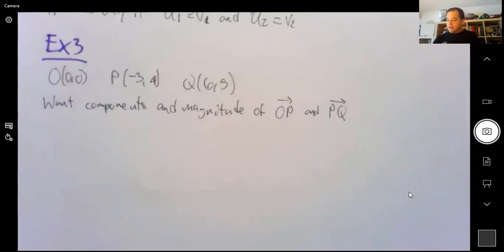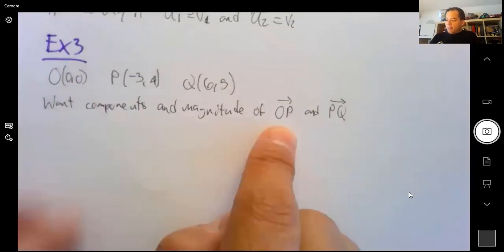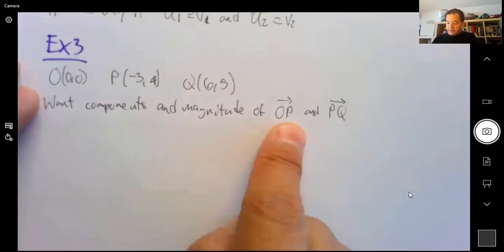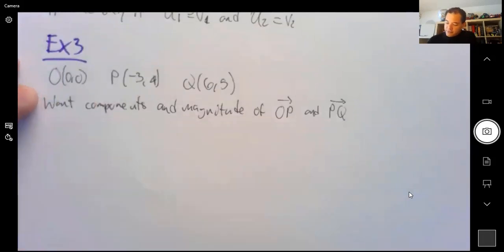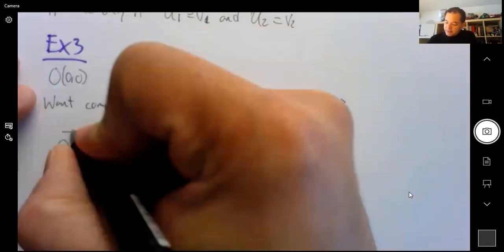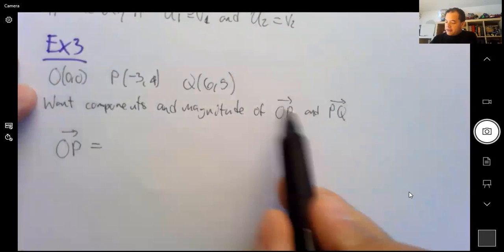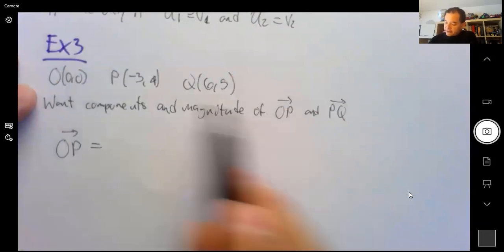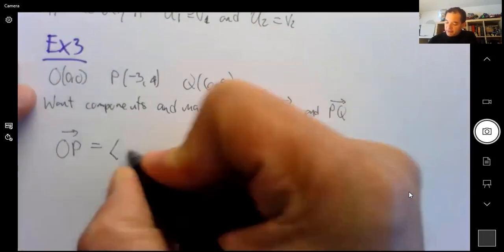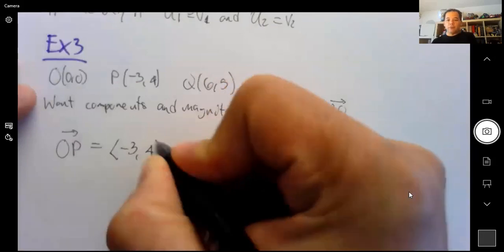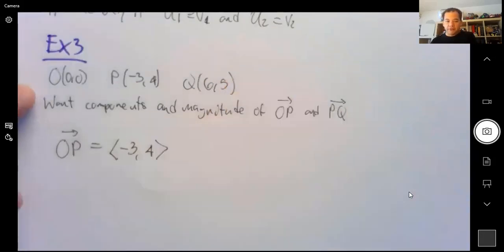Well, let's start with OP. OP is a position vector, right? So that's very easy. If you want to do OP, because we're starting from the origin, then OP is simply the vector negative 3, 4. That was super easy, right? Not a lot to do. Now, what about its magnitude?